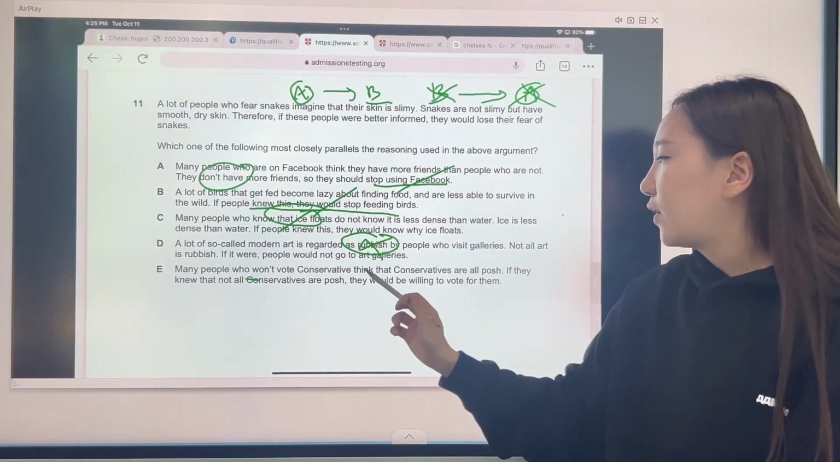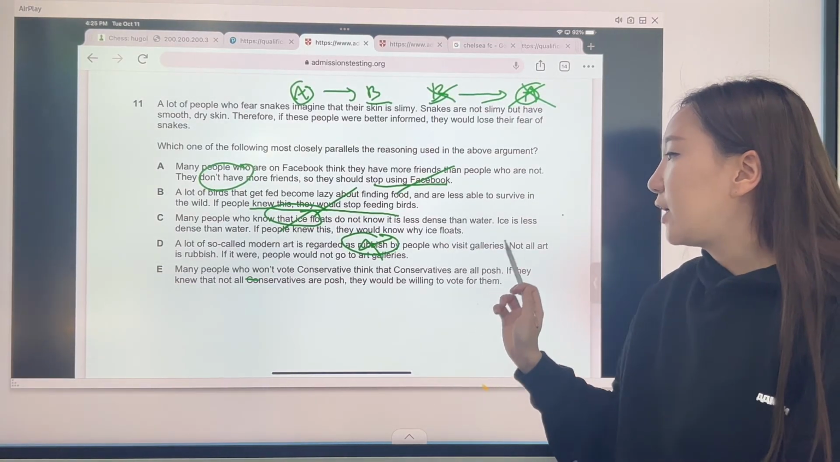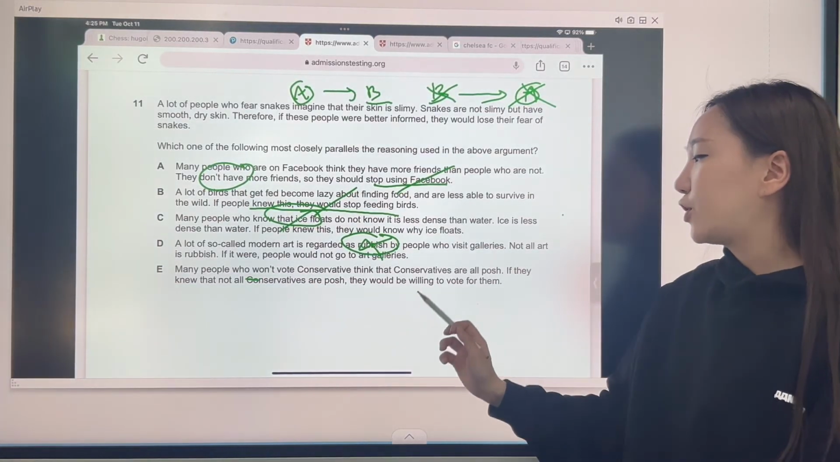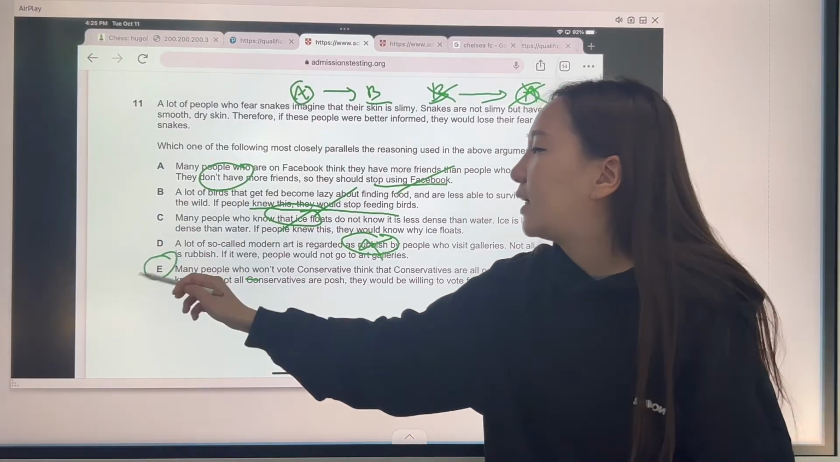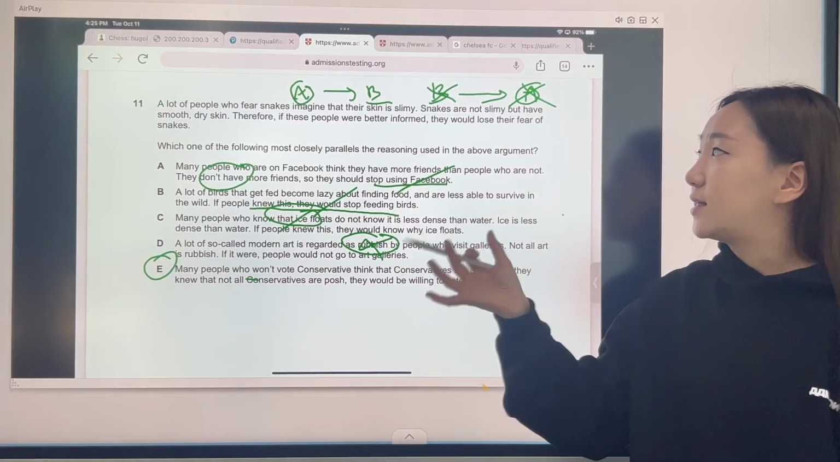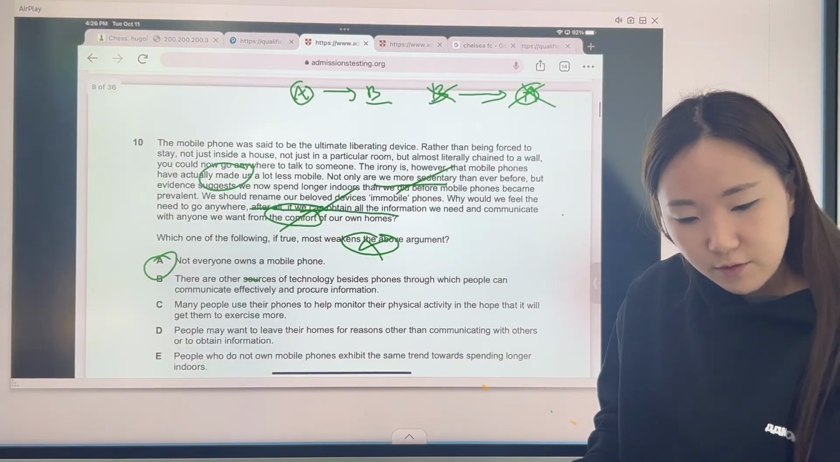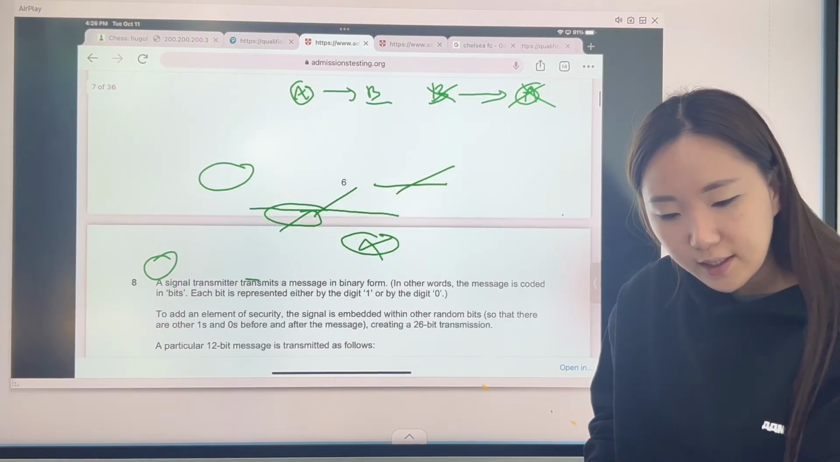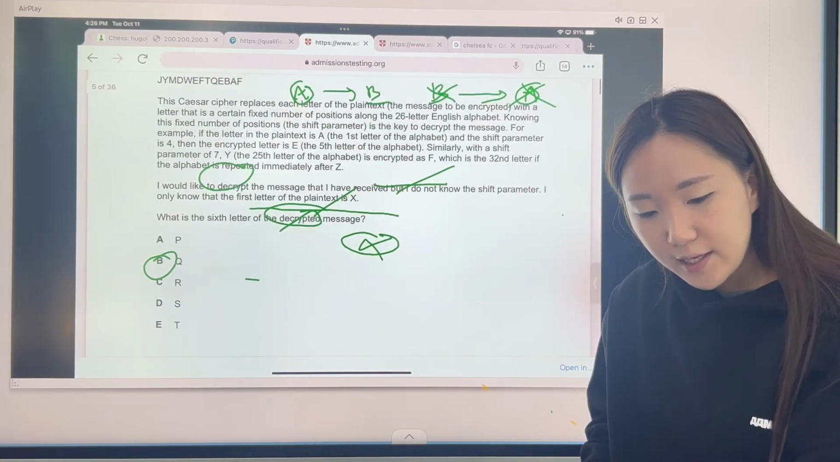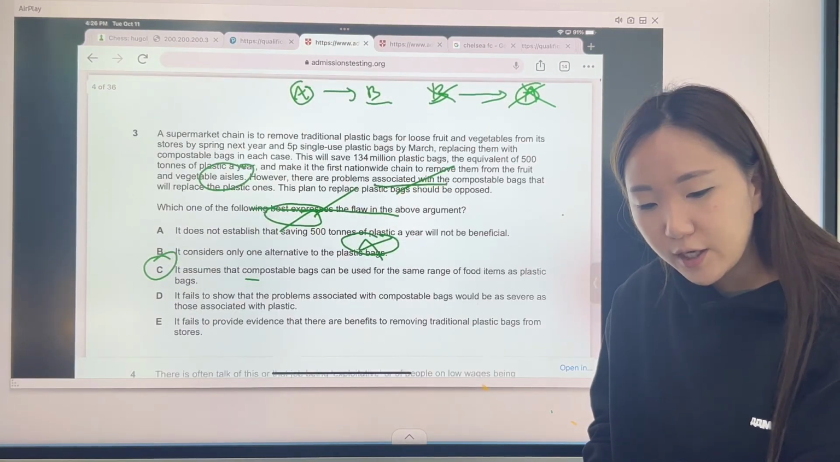Many people who won't vote Conservative think that Conservatives are all posh. If they knew that not all Conservatives are posh, they would be willing to vote for them. This is clearly the right structure that we have here, a nice little mirror of the two. The rest of them are not. I believe that is the last parallel reasoning question. So in the next one, I'll cover the remaining questions.